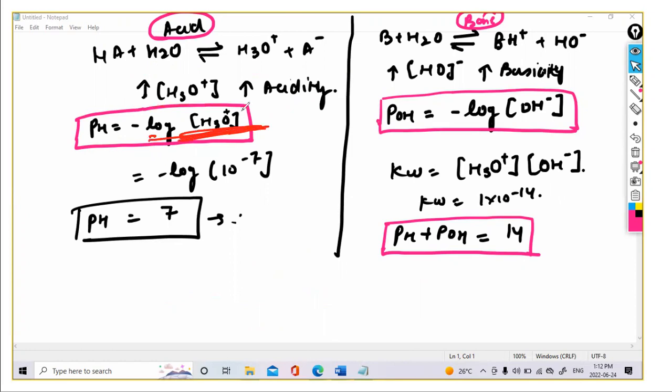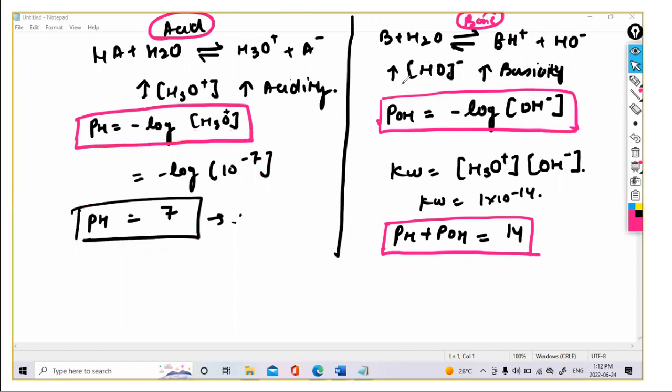Whatever the concentration is, 10 to the power negative something, you take the negative log of that. For a neutral solution, you already know the hydronium ion concentration is 10 to the power minus 7. If you take the negative log of that, you get 7 as your answer, and it's better to deal with these numbers. So we call this pH. The formula is pH equals negative log of hydronium ion concentration.